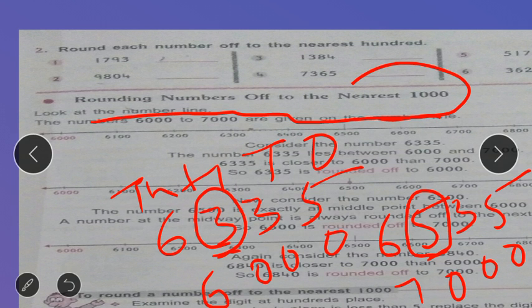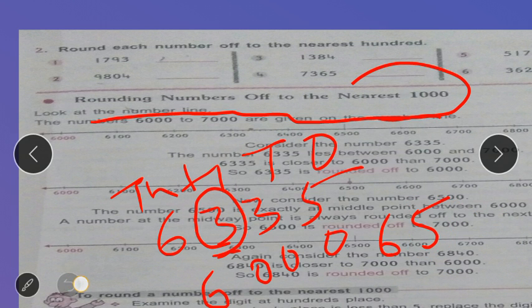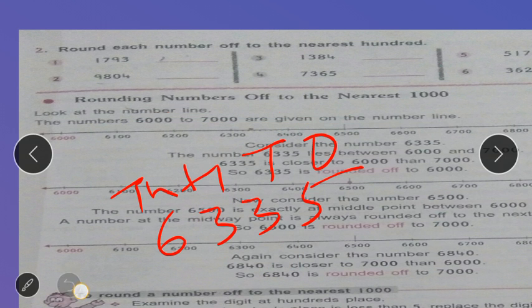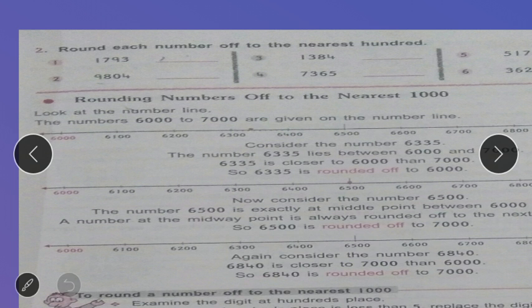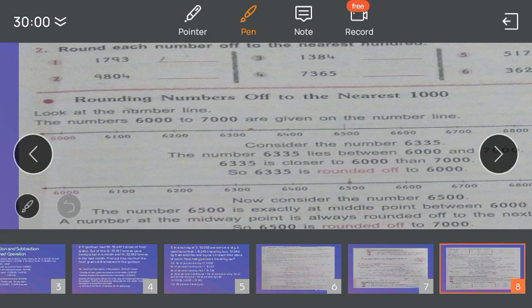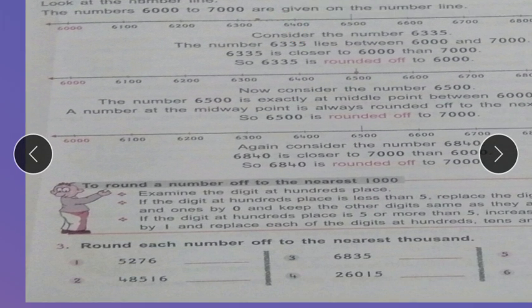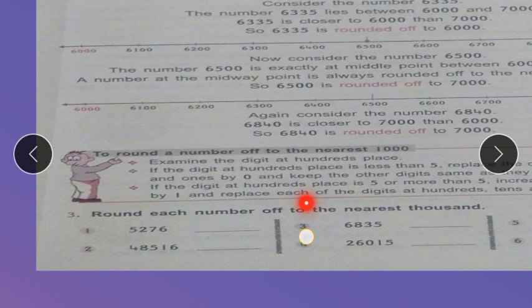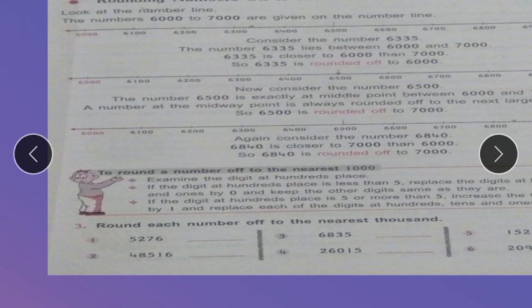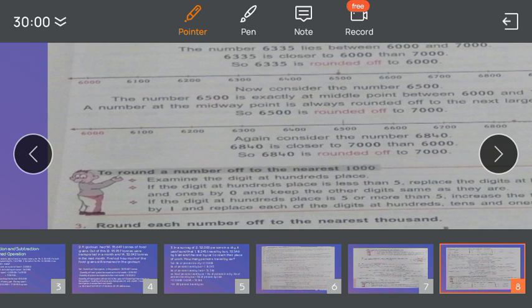So you have to do it. I will do one or two questions for you because I know you very well. Round each number off to the nearest 1000, but some you have to do yourself because otherwise you will not get practice and you won't be able to do it. That's why you should practice.